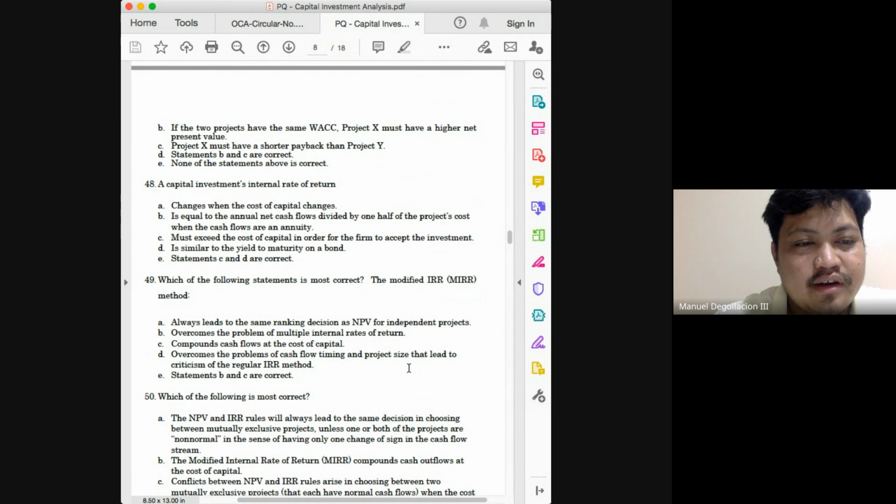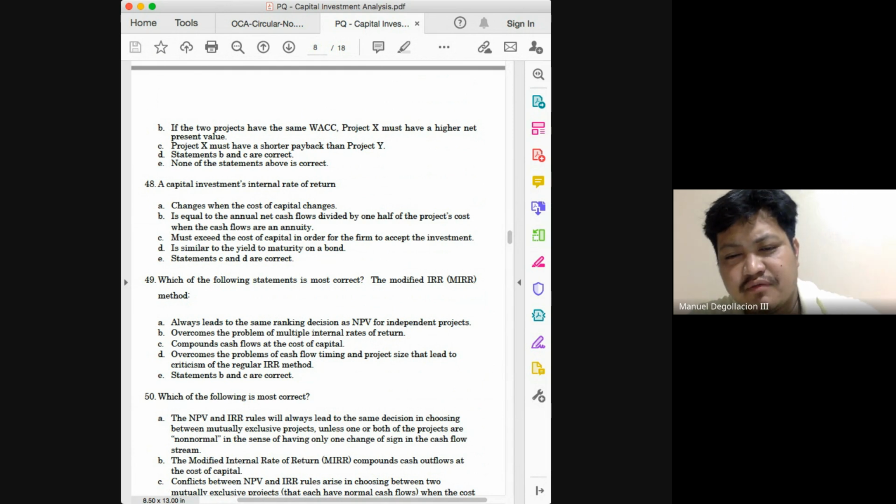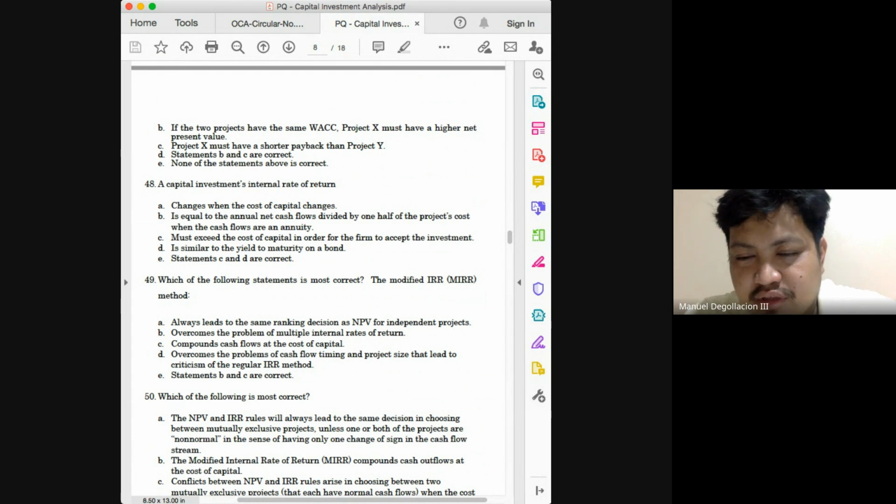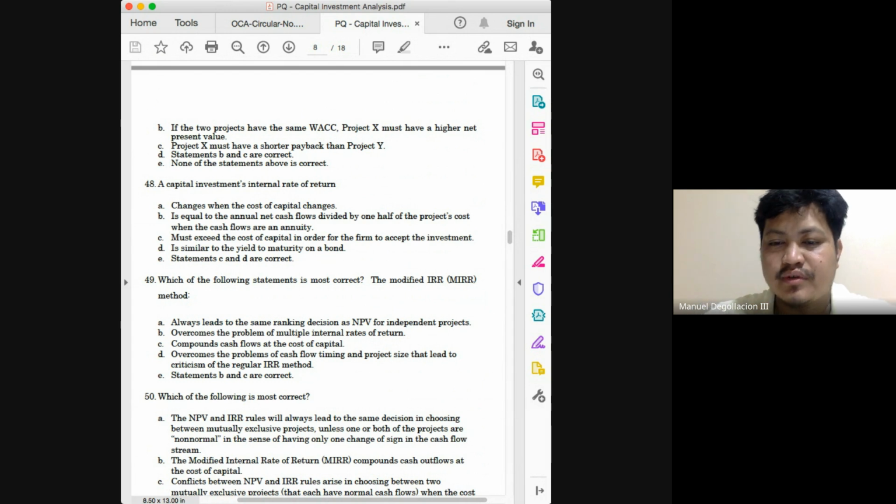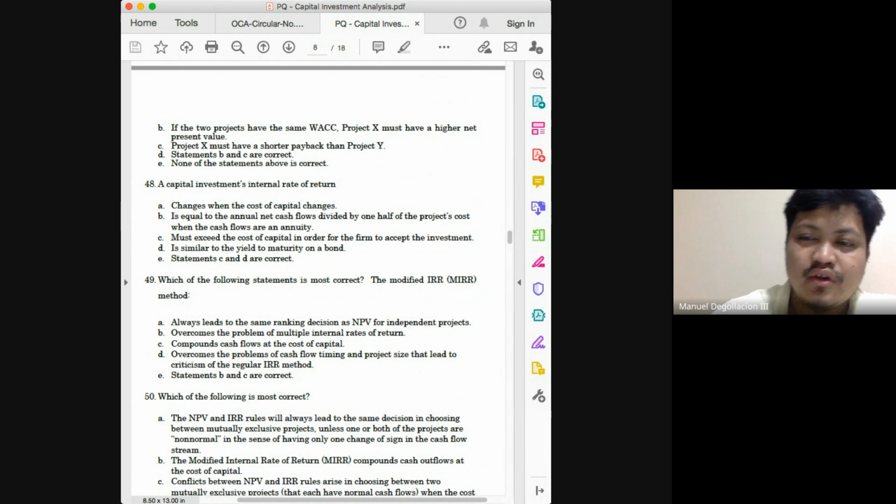The modified IRR method. Letter A always leads to the same ranking decision as NPV. No. Overcomes the problem of multiple internal rates of return. Yes, that's what I mentioned earlier. Letter C is also true. Compounds cash flows at the cost of capital. Compounding means getting the future value, getting the value of the cash flows to the last year of the project. Okay, the answer here would again be letter E.